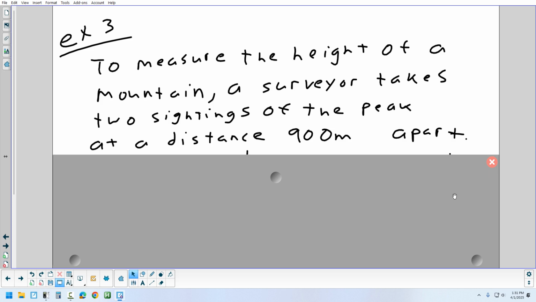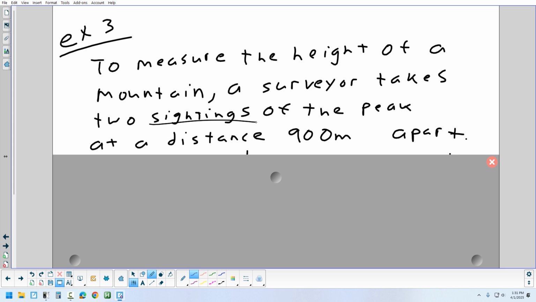They'll stand somewhere, and then they're going to back up 900 meters and take a sighting again. When they take a sighting, what they are going to measure is the angle to the peak of the mountain. So how would they do that?